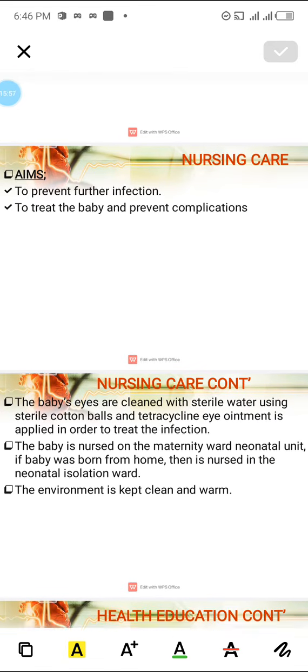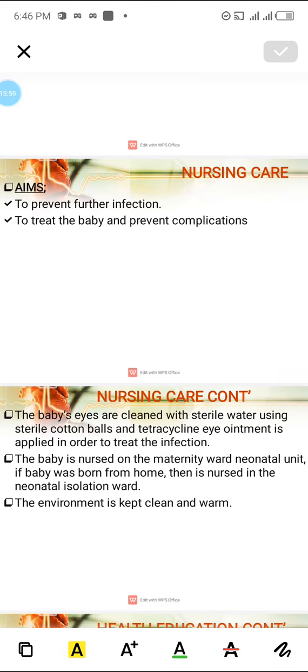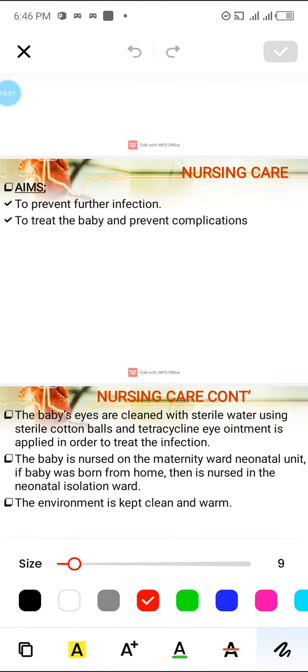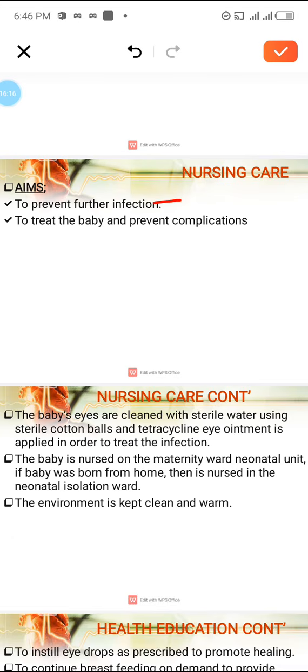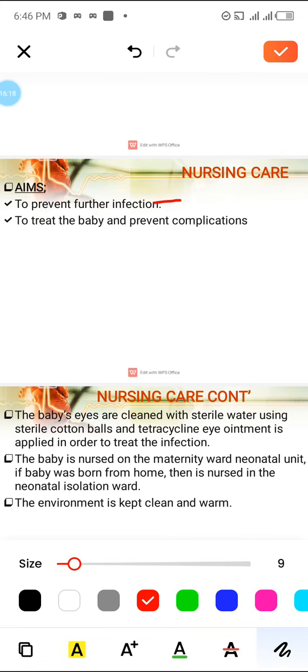Then what about the nursing care? Mostly we don't really admit unless it's severe. But if it's severe, then we can admit. Mostly these are treated from home. We just give the drugs, then they'll be putting them in, unless it is severe. Then the aims are just to prevent infection and also to treat the baby and prevent complications, because the complications are very, very severe.